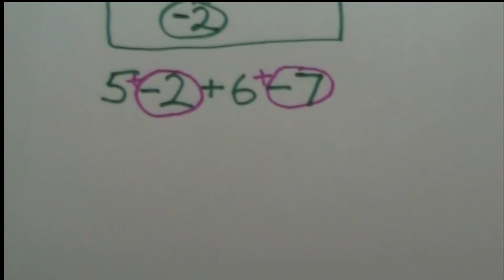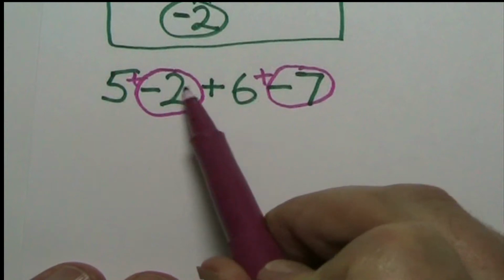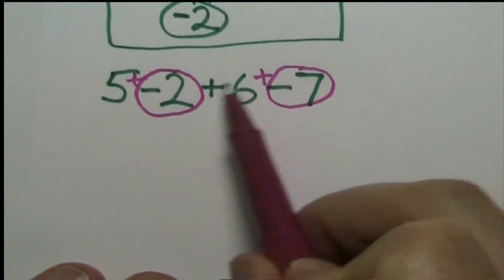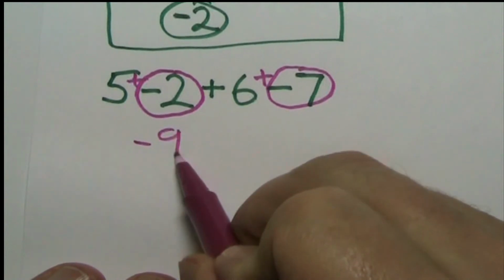Okay, so now let's take a look at our negatives and our positives. I have negative 2 and negative 7. See that? They're the same sign, so you add them up. 7 and 2 makes 9. So I have negative 9.